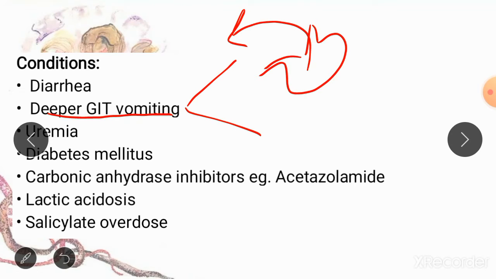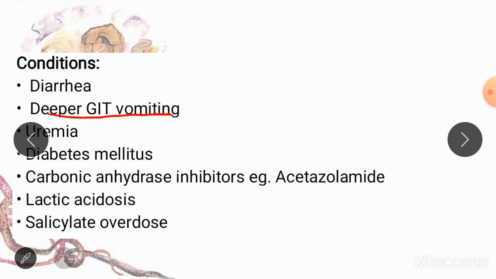We are talking about deeper GIT vomiting, which means vomiting of deeper GIT contents such as your duodenal contents. If you have deep GIT vomiting from your duodenum, you are going to lose a lot of bicarb ions which were added in your duodenum by the pancreas and the gallbladder. So this deeper GIT vomiting is going to result in acidosis.